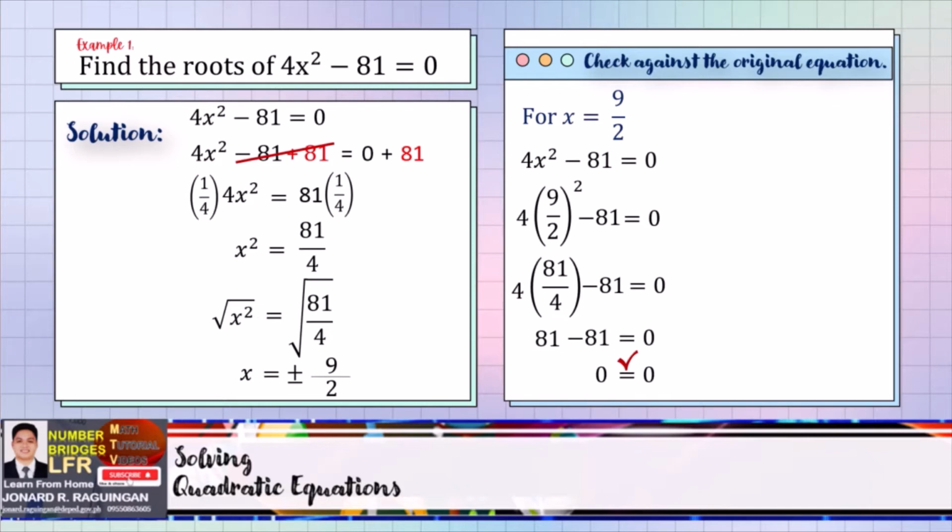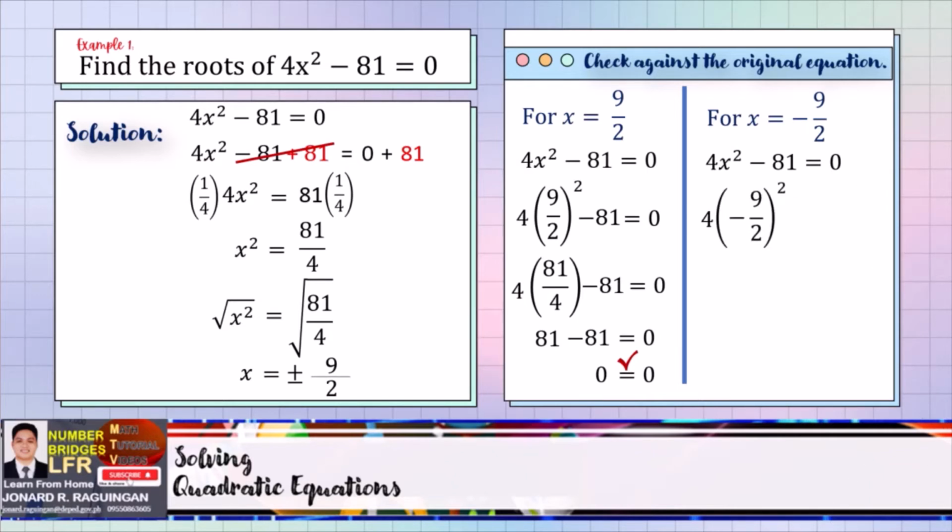Now, x is equal to negative 9 over 2. The original equation is 4x squared minus 81 is equal to 0. Substitute the value of the variable in the original equation. We have 4 times the value of x, negative 9 over 2, squared, minus 81 is equal to 0. Then simplify.